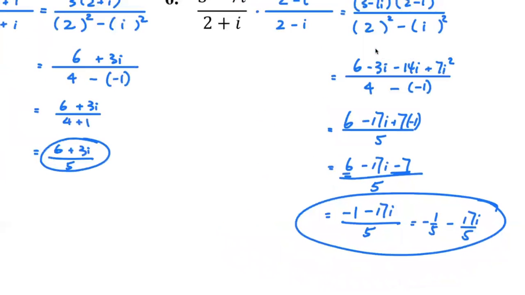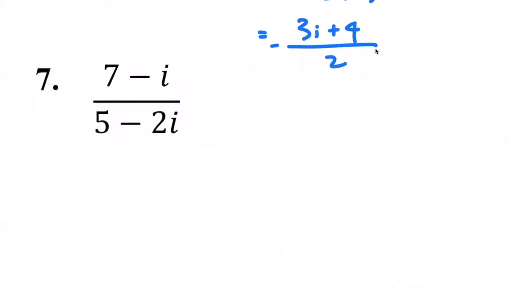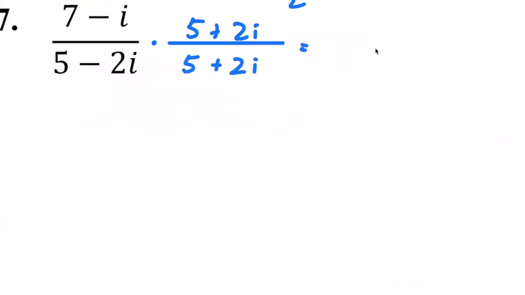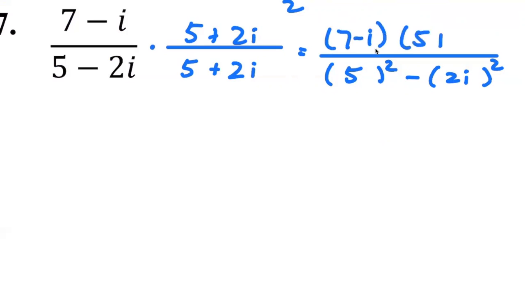So, all right, and then for number 7, again, what gives you the trouble? What gives you the trouble is the 5 minus 2i. So you do the conjugate of 5 minus 2i, which is 5 plus 2i, on top and the bottom. In the bottom, we have a squared minus b squared. The a term is 5, the b term is 2i. And then you have 7 minus i, and then 5 plus 2i.